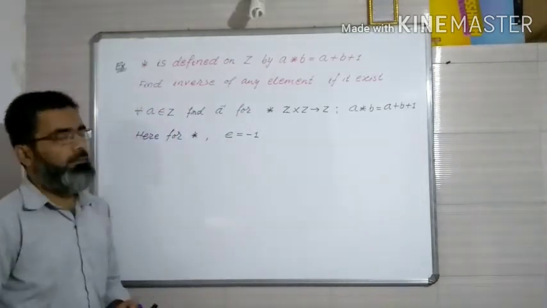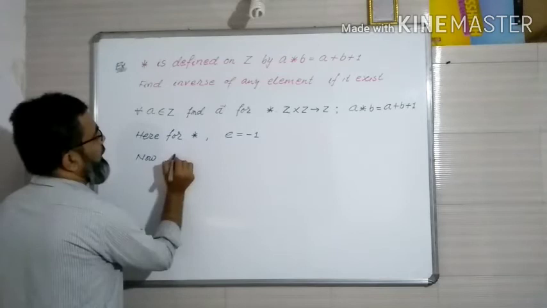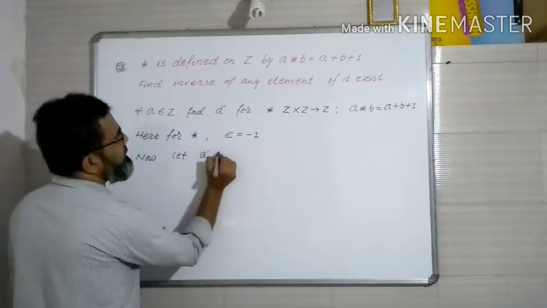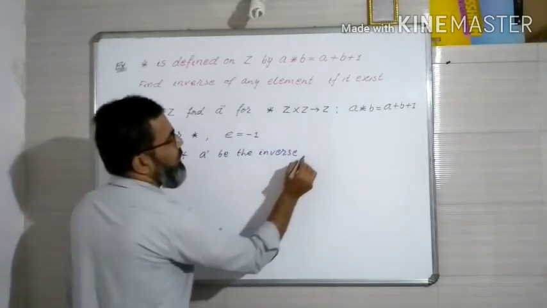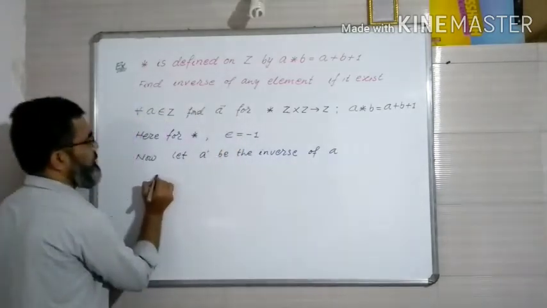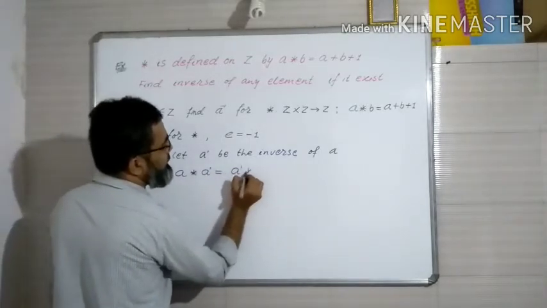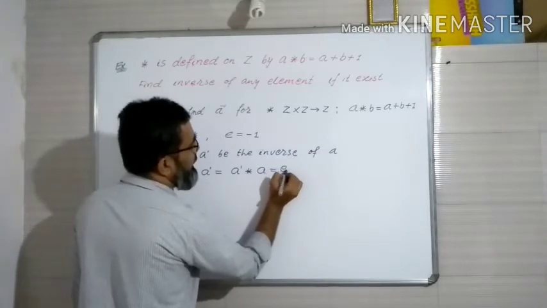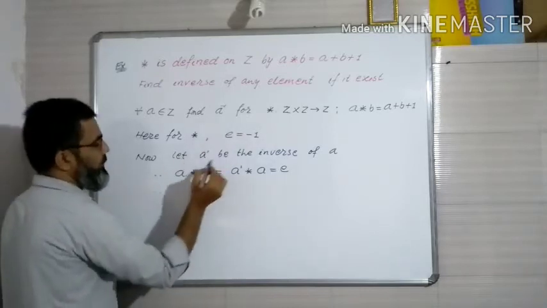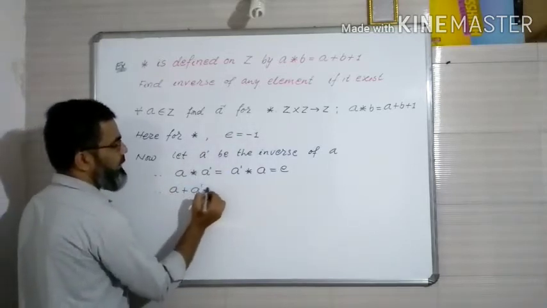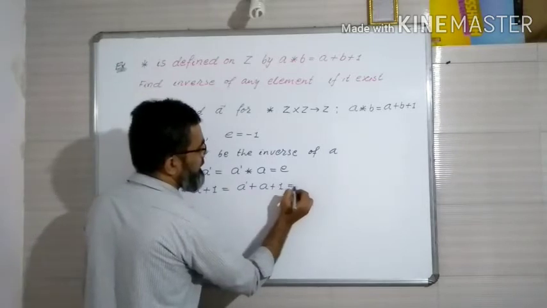Now we will use it to find inverse of element. Now let A dash be the inverse of A. Therefore, A star A dash is equal to A dash star A is equal to E. Therefore, we can take this formula A plus A dash plus 1 is equal to A dash plus A plus 1 is equal to E.